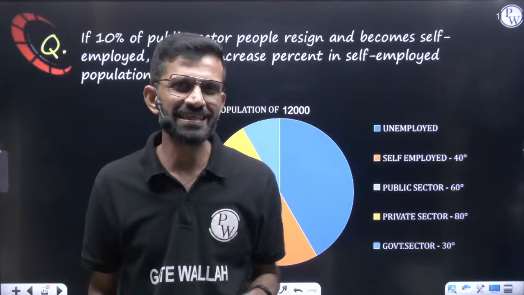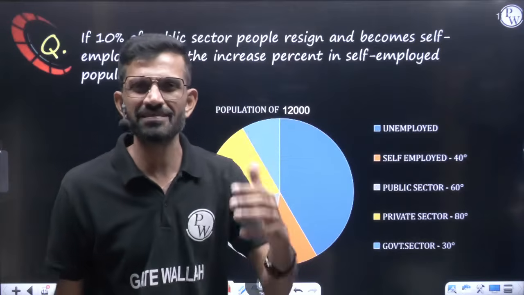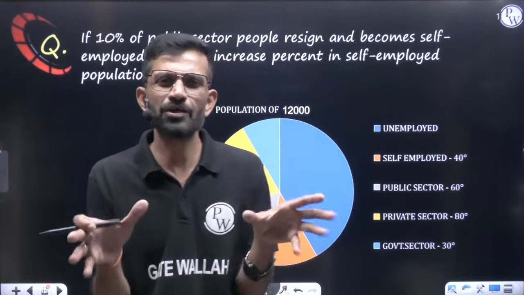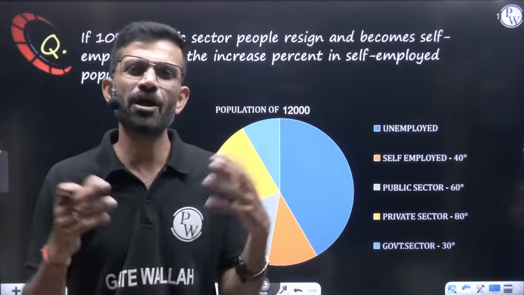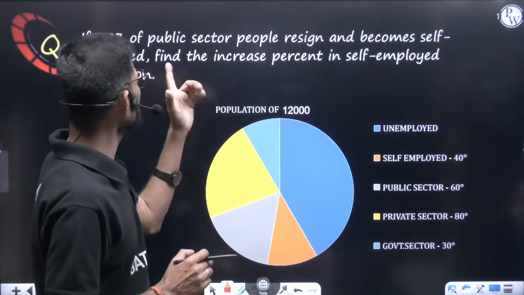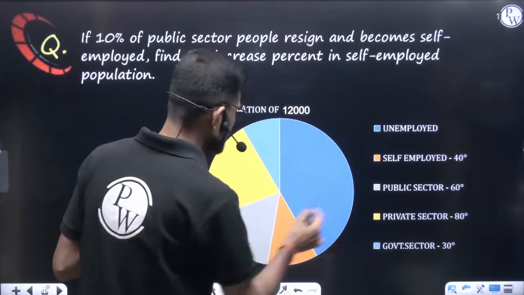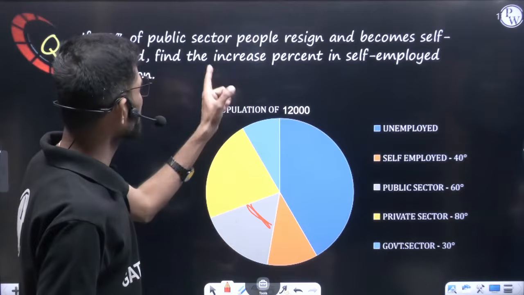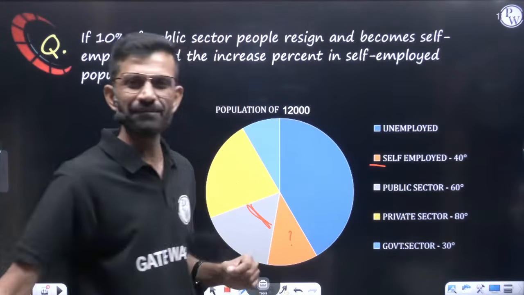Just by reading this sentence, we understood they are representing, in the different sectors, how much of the population is in some area. They must have done the research where 12,000 is the total population. How many people are working in which sector and how many are unemployed, that also they have given. Okay, so here they are saying if 10% of the public sector people resign. Public sector means which one? Public sector is actually the grey color one. From here 10% will come out and they will become self-employed people. Self-employed means they will become the orange one here, self-employed.